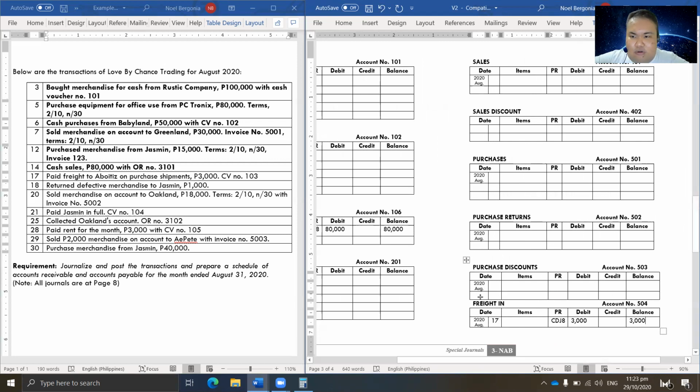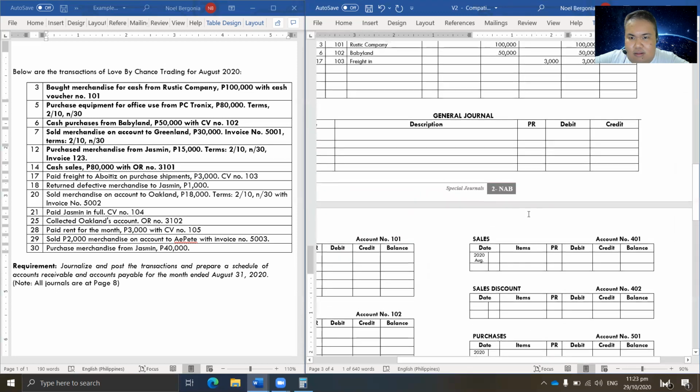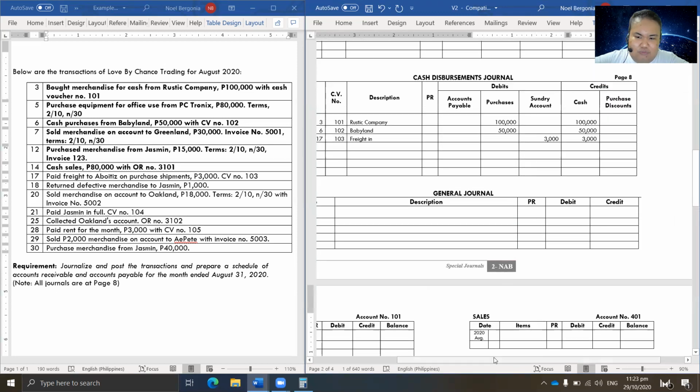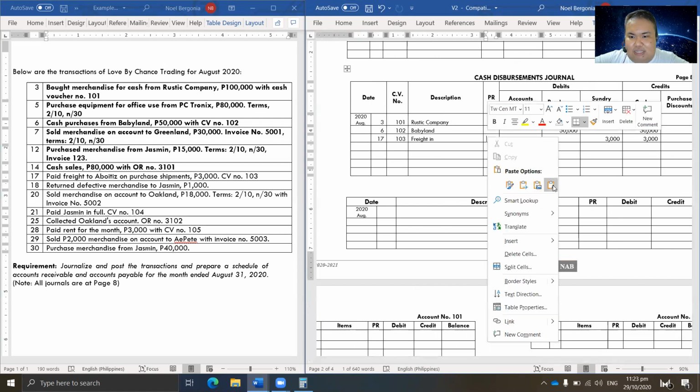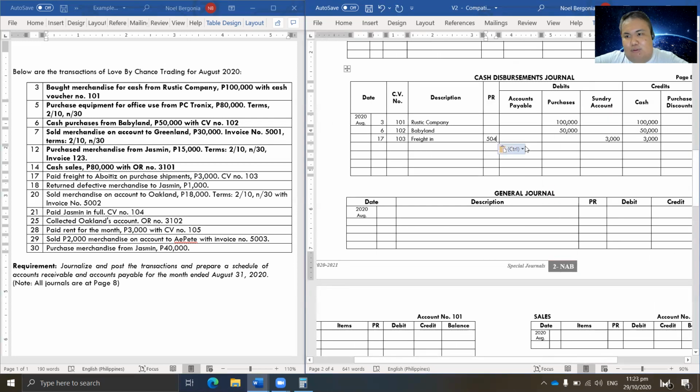Okay, so kailangan ba natin bumalik? Yes. What's the account number? 504. Babalik po tayo sa cash disbursements journal natin. Ayan, kasi dapat mailagay natin siya since posted naman na po yung ating amount. So ayan, 504 na. Ibig sabihin, na-post na po yung sundry na freight in doon sa kanyang general ledger.